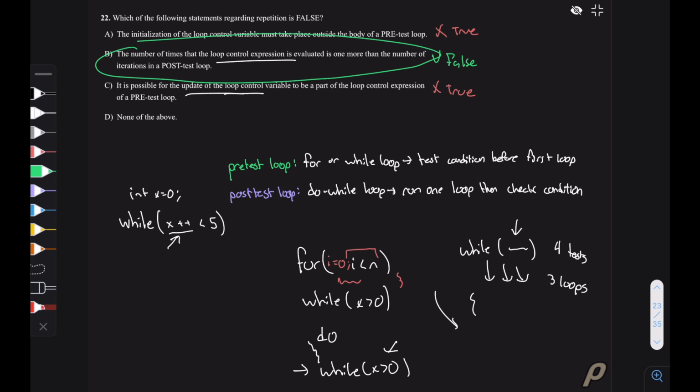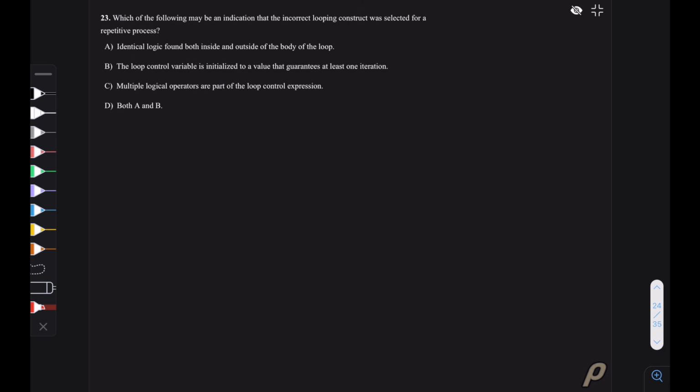Alrighty, moving on to question number 23. Which of the following may be an indication that the incorrect looping construct was selected for a repetitive process? Okay. A, identical logic found both inside and outside of the body of the loop. That is definitely an indication that we chose the wrong one. We never want identical logic if we can avoid it. So if you do have identical logic, and you can avoid it using a different looping construct, then you should use a different looping construct, as you do not want to duplicate your logic ever.